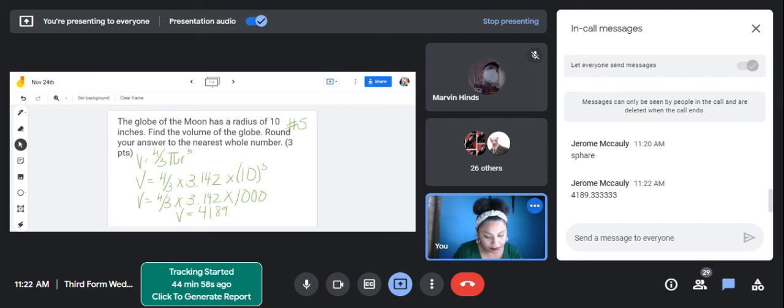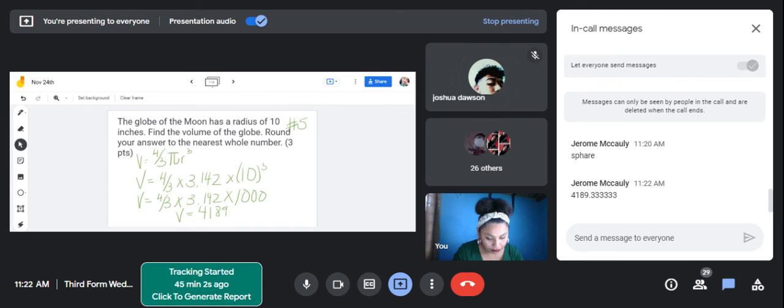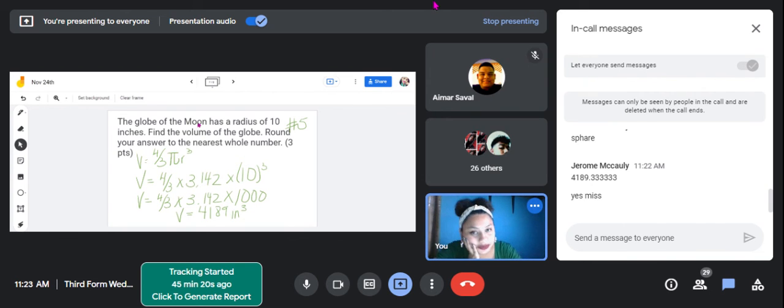Anybody else got that answer? Yes, miss. Okay, very good. And then you make sure to include your units, inches cubed. Yes? Okay.